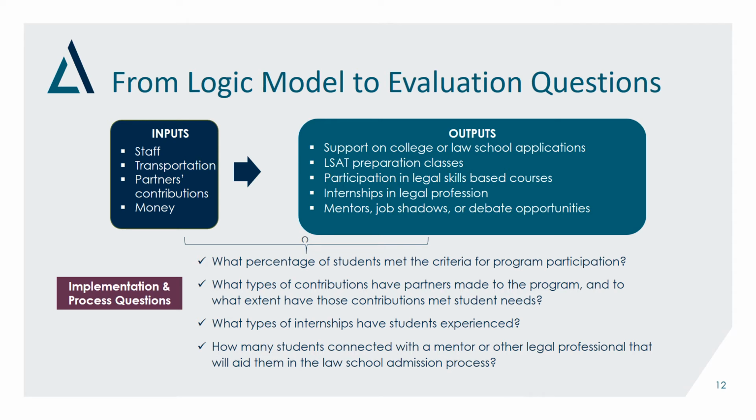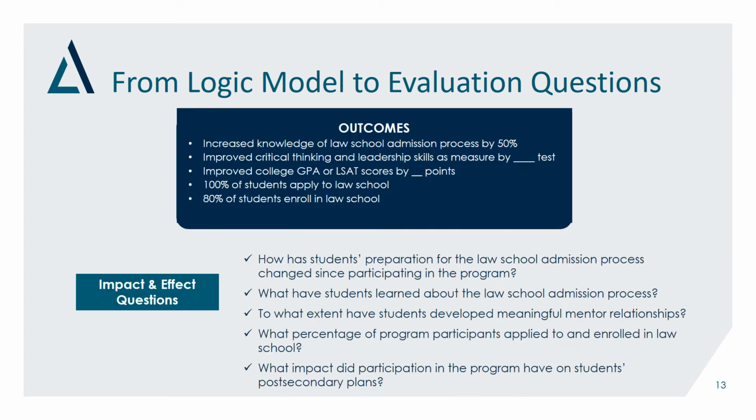Another process question can focus on whether your program is offering activities to students that meet their needs. Such questions might be: what types of internships have local law firms, courts, or government agencies offered to students? Answers to this question will give you a baseline on what is being offered to students, and a follow-up question would then ask the extent to which those internships have met student needs. Implementation and process questions are also good for program management because they lead to data collection on student experiences and can help identify needed program improvements.